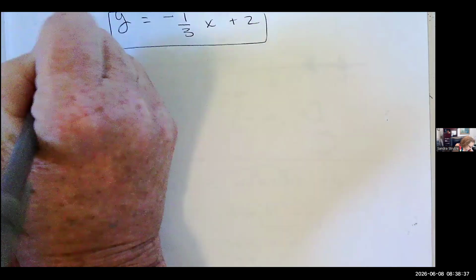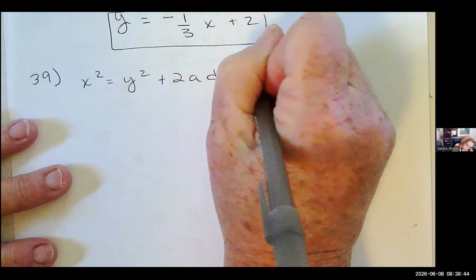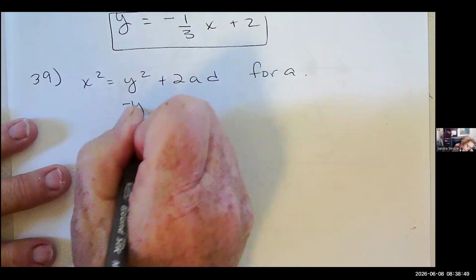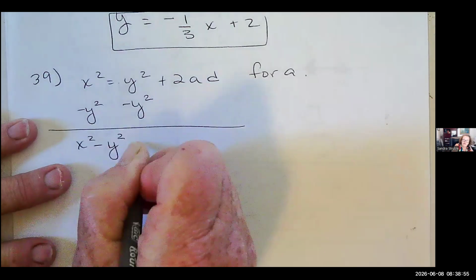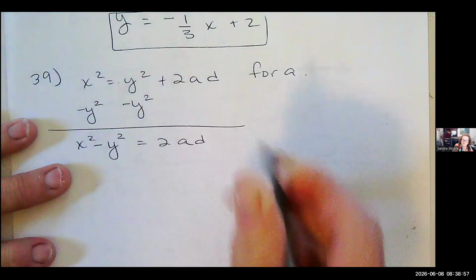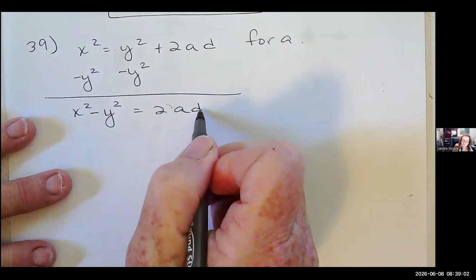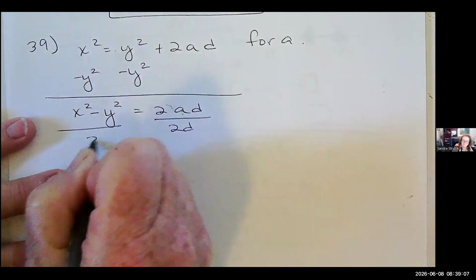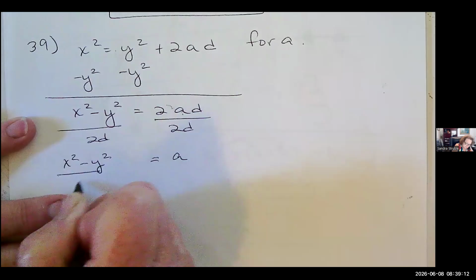39. x squared is equal to y squared plus 2ad. And we're solving for a. All right, so I need to get rid of the y squared, move it over. So we're solving for a. So 2 and d are multiplied to a, so I can divide both sides by 2d. This one can't reduce, so just leave it as it is.